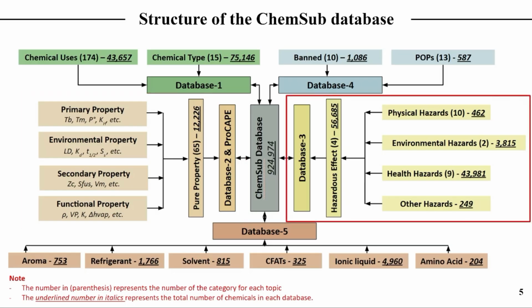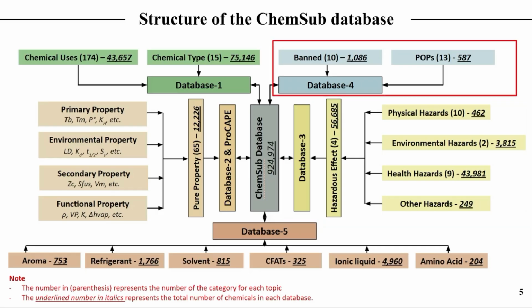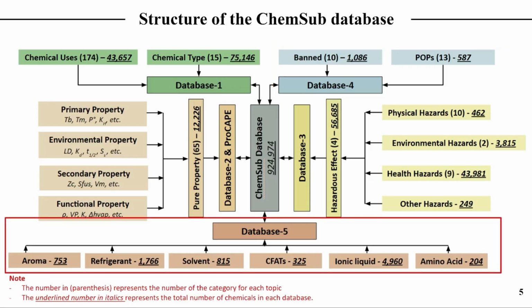Database 3 contains hazardous effect information, including physical, environmental, health, and other hazard classifications. Database 4 contains regulatory-related information, including banned chemicals and persistent organic pollutants, or POPs. In addition, Database 5 contains specialized datasets for specific chemical groups, such as refrigerants, solvents, C-fats, ionic liquids, aroma chemicals, and amino acids.